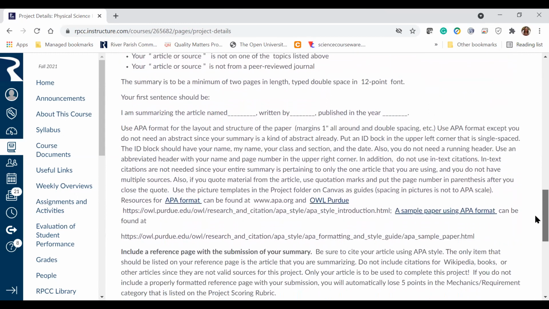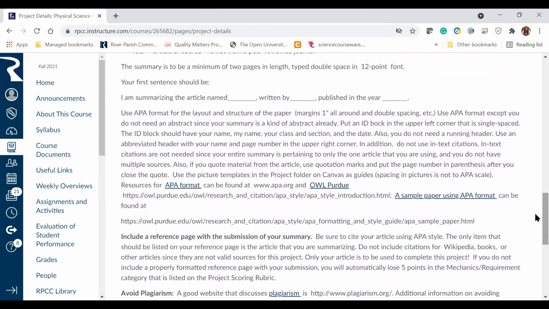So let's say you got your article approved, you're reading it, and at some point you're going to move beyond reading the article to begin summarizing the article. The summary that you have to write has to be a minimum of 2 pages in length, typed, double spaced, in a 12-point font, okay? And I give you your first sentence.